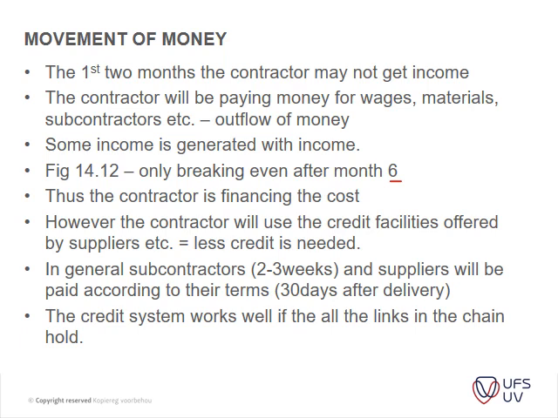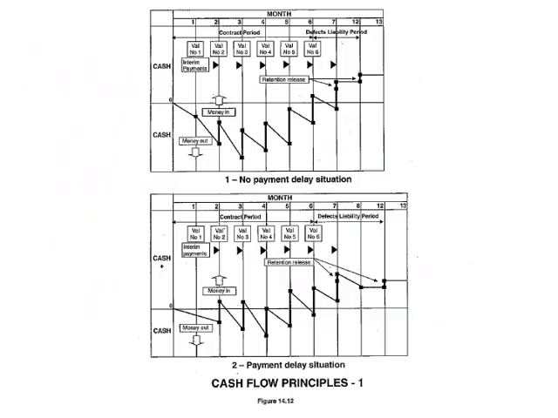The credit system works well if all the links in the chain hold. You can think about it: if one person doesn't pay, that's where the whole derailment of paying your subcontractors only when you get paid impacts them quite a lot, especially with clients who can't pay, and then you can't pay your subcontractors, and the subcontractors can't pay their suppliers, and there's a whole spin-off of that.